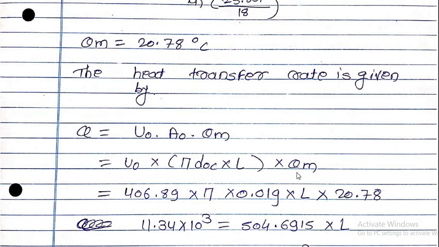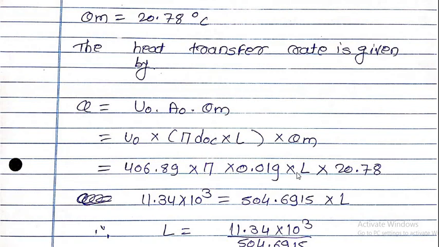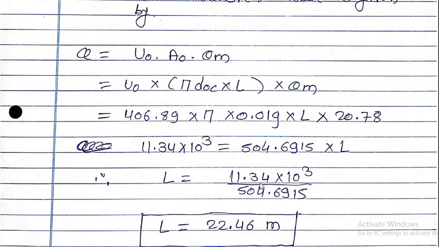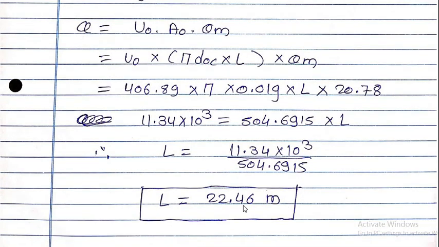So all the values we have calculated, the Q value also we have calculated, so the only unknown is L. After putting all the values, Q is equal to 406.89 multiplied by pi multiplied by 0.019 multiplied by L multiplied by 20.78. The Q value we have already calculated, 11.34 into 10 raised to 3, is equal to 504.6915 multiplied by L. Therefore L is equal to 11.34 into 10 raised to 3 divided by 504.6915. So therefore we will get L is equal to 22.46 meter. So that is our final answer.